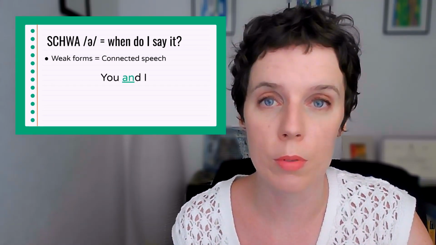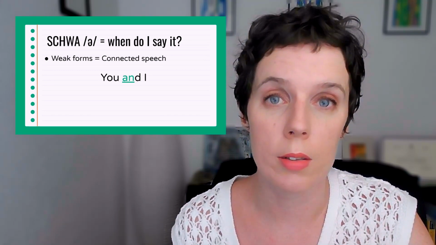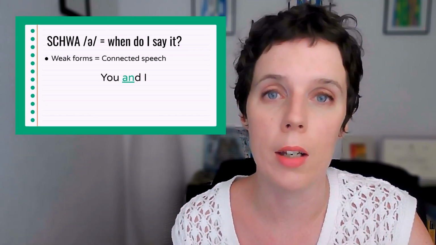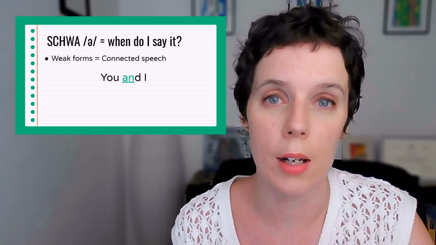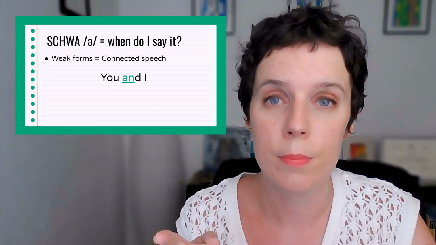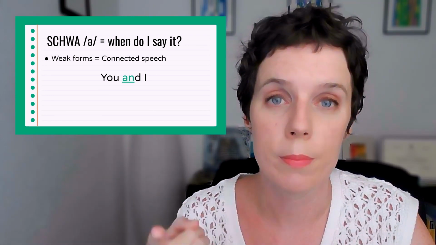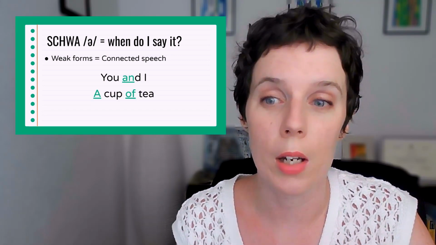For example, you could say, you and I. You and I. Not you and I. You and I. And I. Okay, again, repeat after me. You and I. Okay, next one.